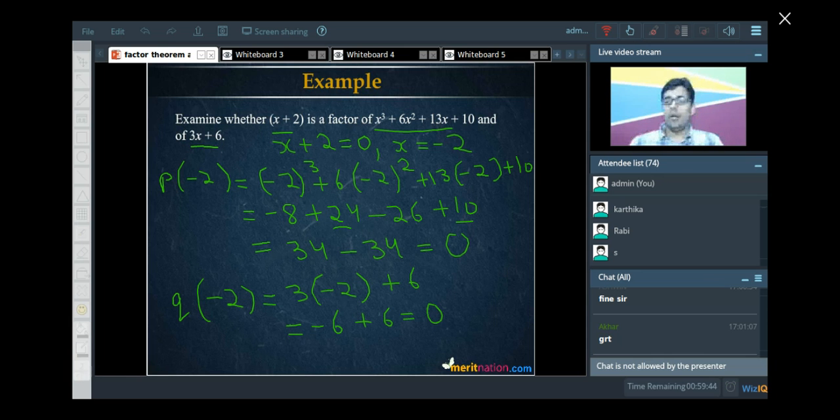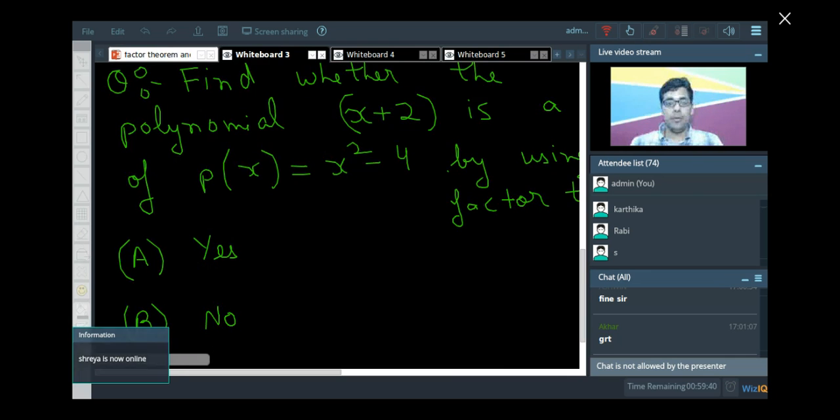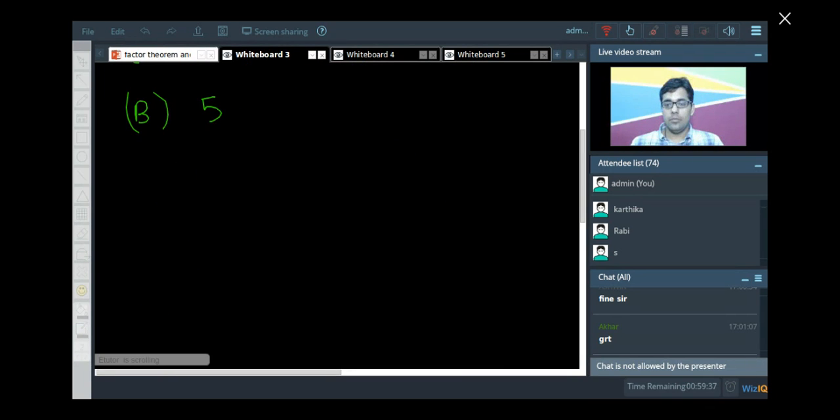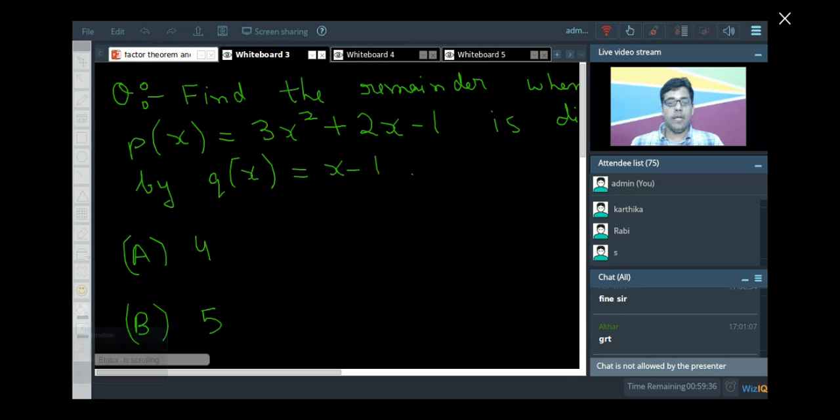Next, we will have a poll question here. The question is displayed in front of you. This question is on poll. Find the remainder when p of x equals 3x square plus 2x minus 1 is divided by q of x equals x minus 1. You can use your remainder theorem and give your final answers.